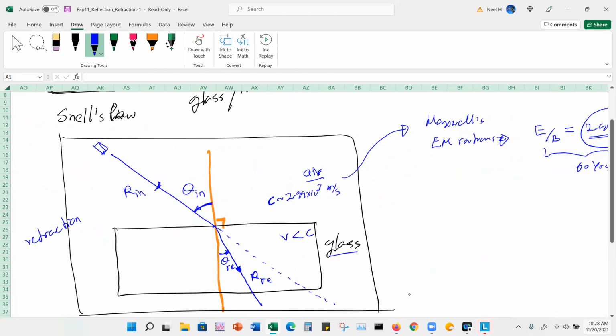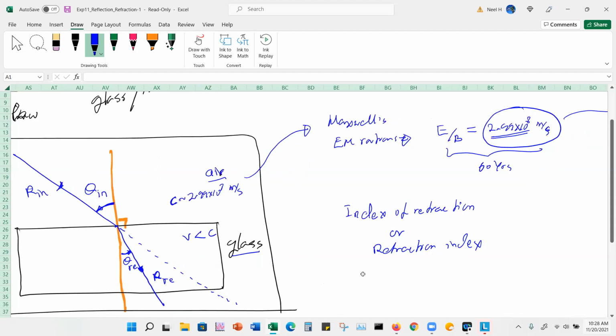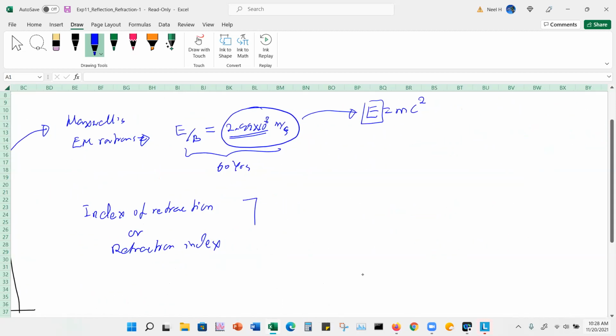So let's quickly take a look. What is the idea of index of refraction or refractive index? Sometimes it's called index of refraction, depending on the textbook or the instructor. Sometimes it's also called just the refractive index. Nothing wrong.